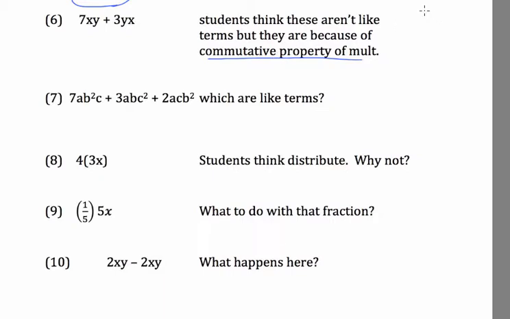For example, if I had 2 times 3, it would be 6. Or if I had 3 times 2, it would be 6. It doesn't matter what order I multiply those in. That's called the commutative property. It holds for multiplication and addition. So that means that xy is really the same as yx.